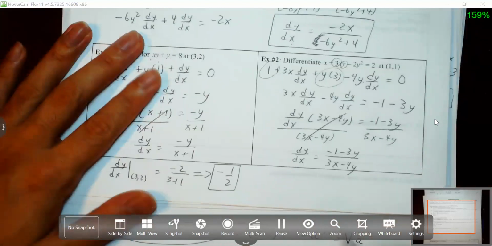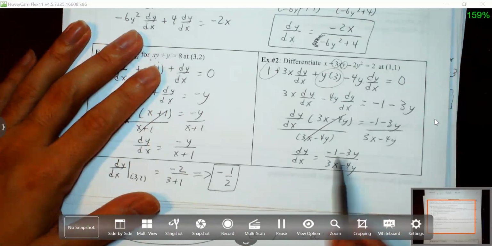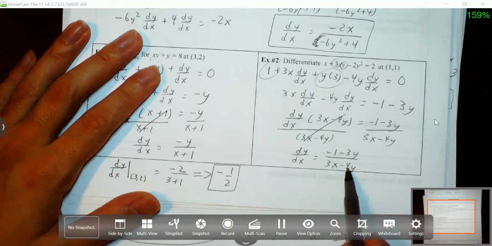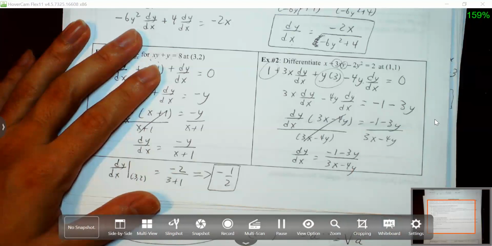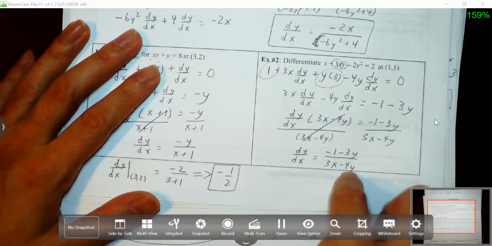By the way, you might see this on a multiple choice test. They could write this as (1 plus 3y) over (4y minus 3x). They could have multiplied the top and bottom by -1, right? I just want to make sure that you're able to see alternate forms of an answer.